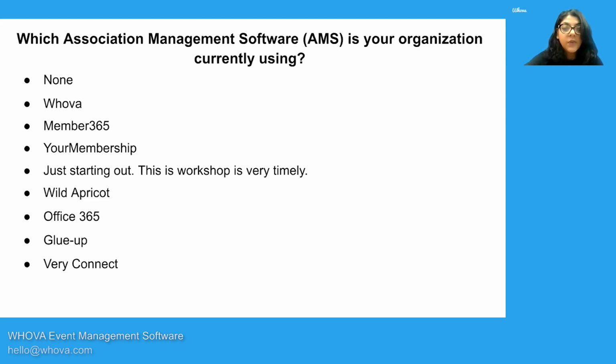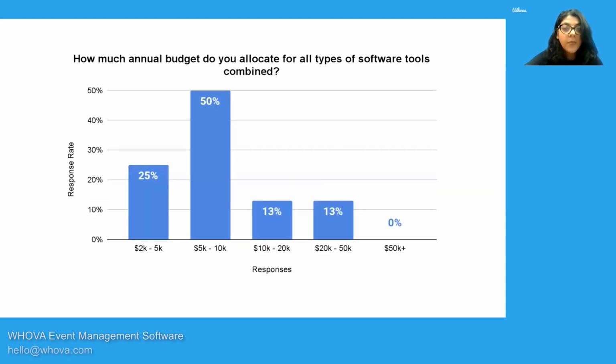Then the third question we asked our audience is, how much of your annual budget do you allocate for all types of software tools combined? As you can see in our chart, the popular option, with 50% of the votes, is 5 to 10K of your allocated budget going to software tools.